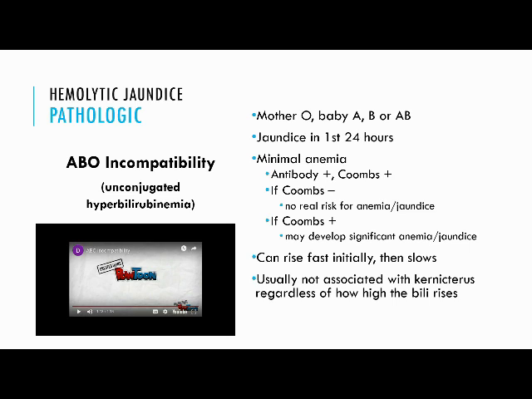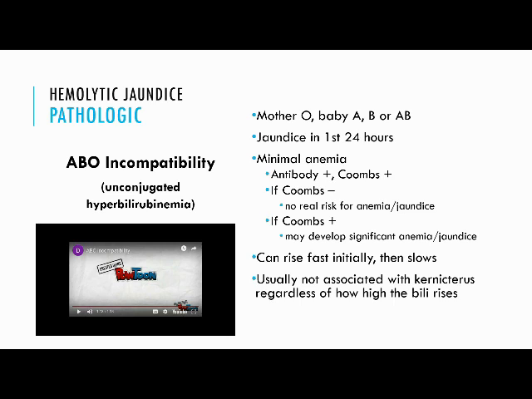So ABO incompatibility is just one of our hemolytic jaundice that's pathologic. So you have a bilirubin level that's high, and it's not just a result of being premature with immature livers or physiologic. It could be pathologic. It really could result in active gross hemolysis and anemia. This one's not quite as bad as the other one we'll talk about, the Rh incompatibility, but it can still cause problems.